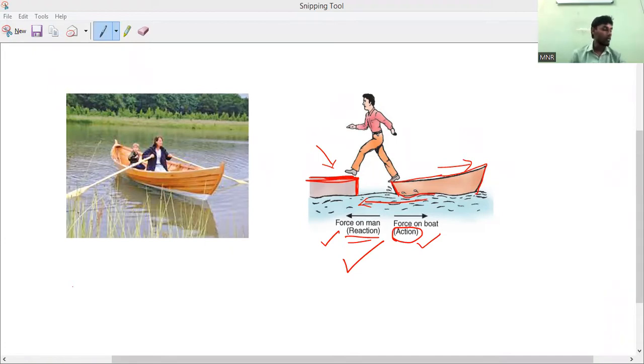Suppose Reddy wants to go for fishing. He will sit inside the boat, take his oars, and try to push the bank like this. What will happen? The boat will slide into the water when the man is trying to push the bank with his oars in the backward direction. Then the boat will go in the forward direction. That is what will happen. Is it okay, guys? Or we can say boat, because ship we cannot.